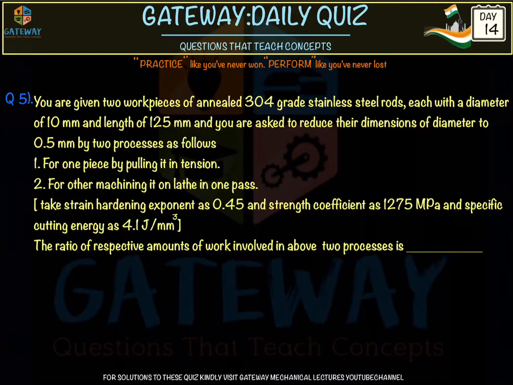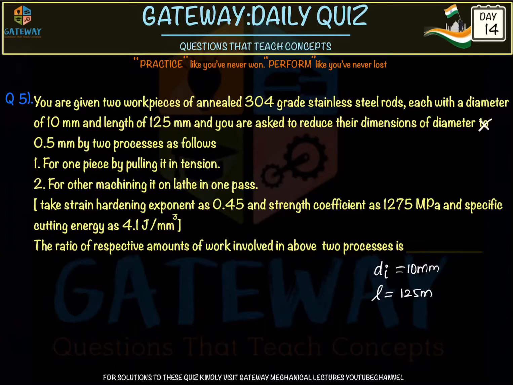So they did some annealing process and made two workpieces, and 304 grade stainless steel rods were given. Each rod has an initial diameter of 10 mm, and the length was given in the question as 125 mm, and you are asked to reduce their diameter.